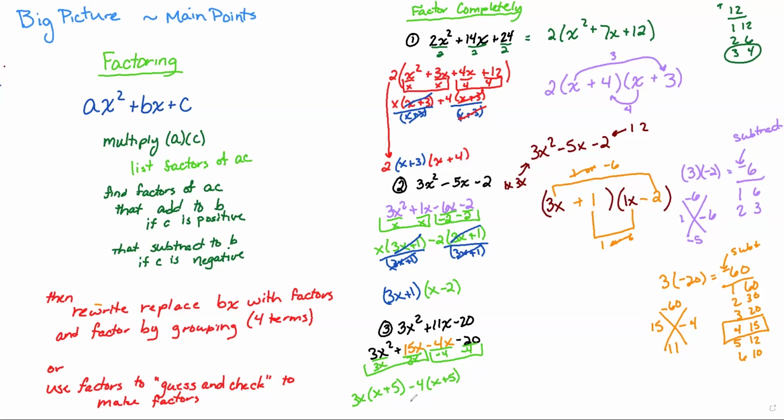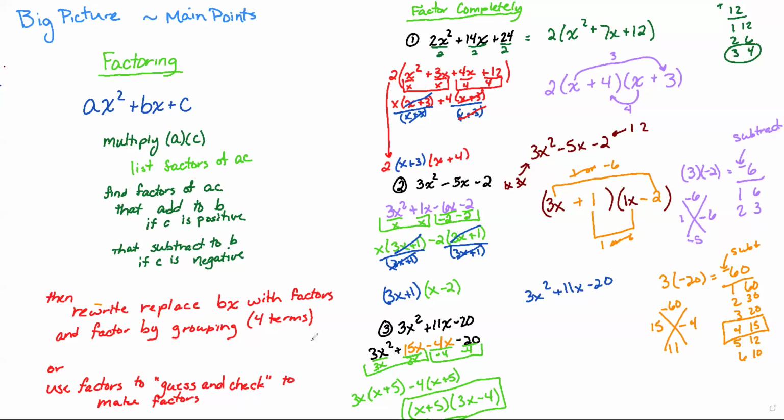I'm running out of room, so I'm not going to show that division. So that will give me an x plus 5 times a 3x minus 4. Make sure you pause and see where that's coming from if this is the way that you want to factor. Totally fair.